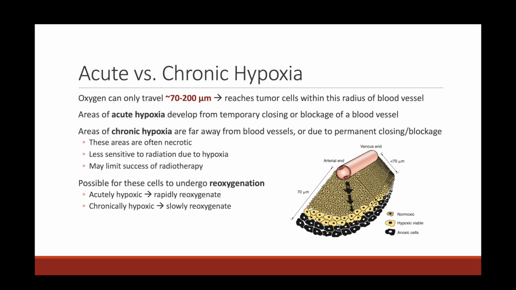So this is important to understand, understanding that oxygen can only travel about 70 to 200 micrometers. And so the distance between the blood vessel and the tumor cells is really important to think about. And beyond that 200 micrometers is really where we're going to get these necrotic areas that develop from chronic hypoxia. And that's really the area that's toughest to reoxygenate. The acutely hypoxic areas can easily reoxygenate.